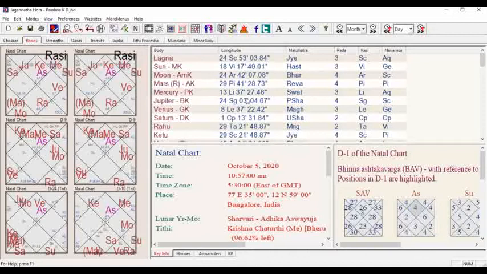Rahu, because it's retrograde, so we will... no. Rahu is in the 8th house. See the D9 chart. Rahu is in the 8th house, okay, and aspecting Saturn in the D9 chart.